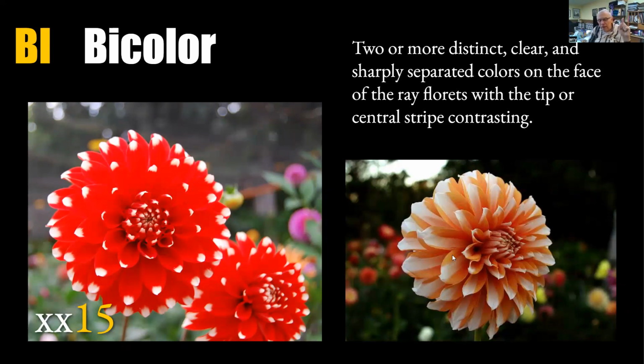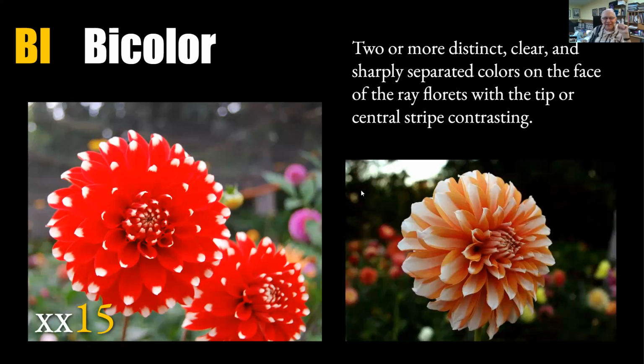The one on the right here is theoretically a bicolor, maybe not a very good one. But here on the left, the color distinguishing is on the tips. On the right, do you know Santa Claus by any chance? Santa Claus is like this. The color separation is, in this case, a stripe down the middle. Not a very good one, not very distinct, but that's what this is supposed to be.